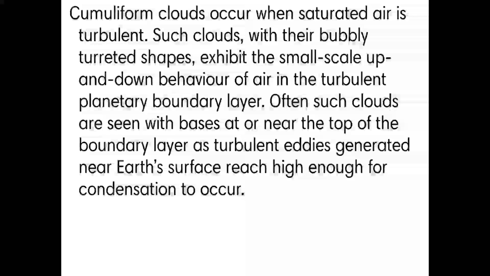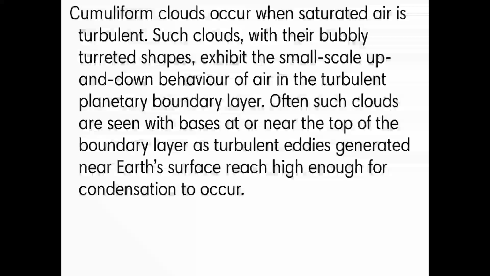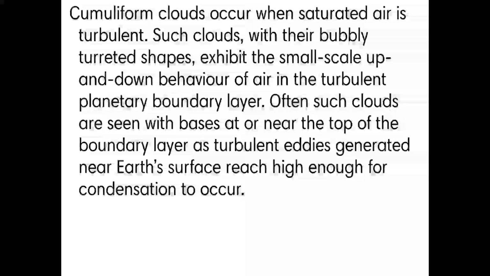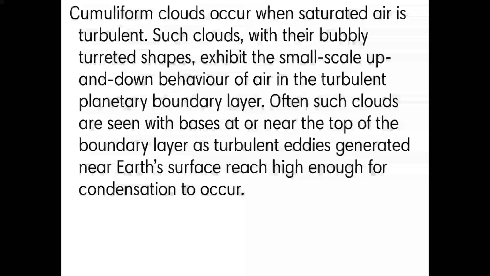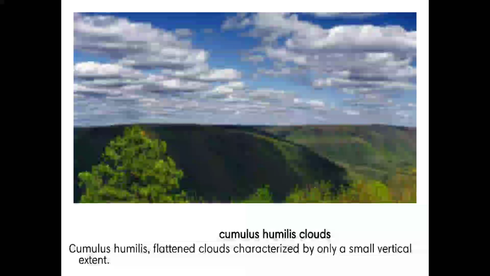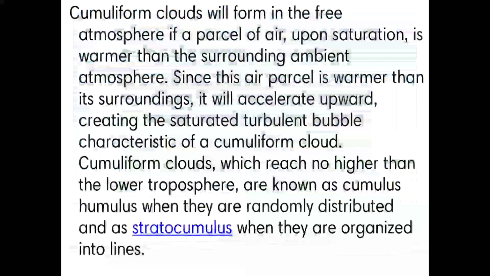Cumuliform clouds occur when saturated air is turbulent. Such clouds, with their bubbly, turreted shapes, exhibit the small-scale up and down behavior of air in the turbulent planetary boundary layer. Often such clouds are seen with bases at or near the top of the boundary layer, as turbulent eddies generated near Earth's surface reach high enough for condensation to occur. This is the cumulus cloud, flattened clouds characterized by only a small vertical extent.